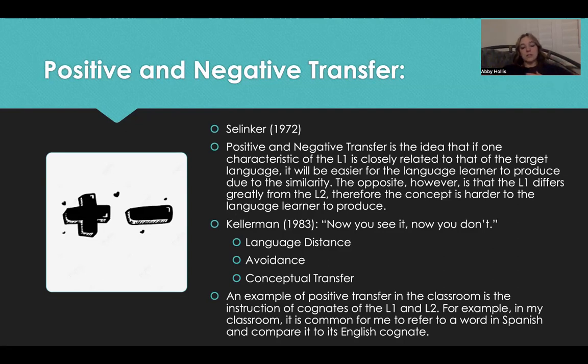He said language distance, which is what I just spoke about, the distance between Spanish and English is a lot shorter than the distance between Chinese and English. That's language distance. Avoidance, which I also spoke about, of how I would avoid something in my second language that is different from my first language. So it might sound different or it might look different grammar wise, and I might avoid that.